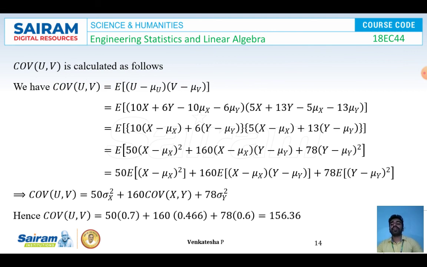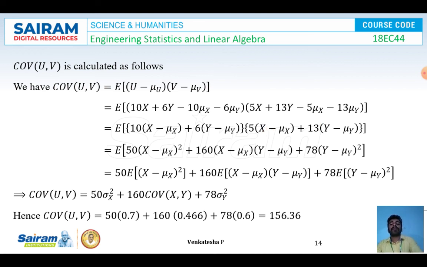Next, covariance of uv. The covariance formula is given by expectation of (u minus mu u)(v minus mu v). Replacing u as 10x plus 6y, v as 5x plus 13y, mu u as 10 mu x plus 6 mu y and mu v as 5 mu x plus 13 mu y, I got the equation expectation of (10x plus 6y minus 10 mu x minus 6 mu y) into (5x plus 13y minus 5 mu x minus 13 mu y). So I got expectation of (10 into (x minus mu x) plus 6 into (y minus mu y)) into (5 into (x minus mu x) plus 13 into (y minus mu y)).